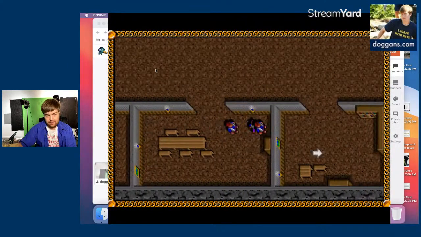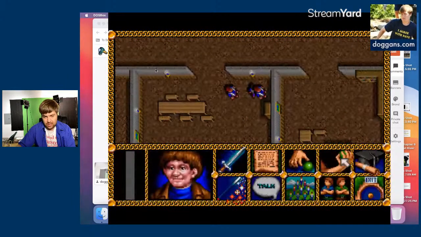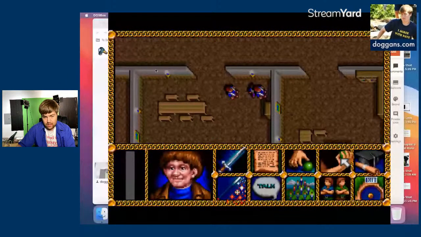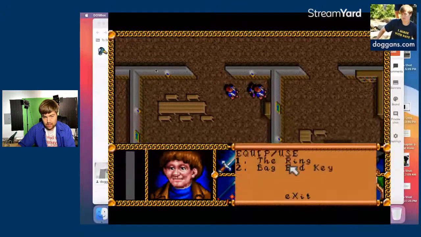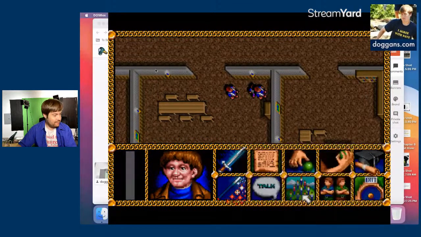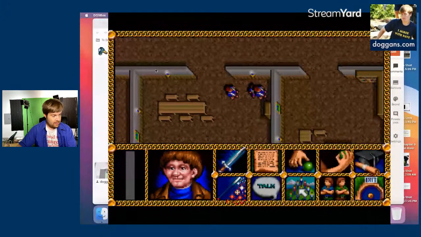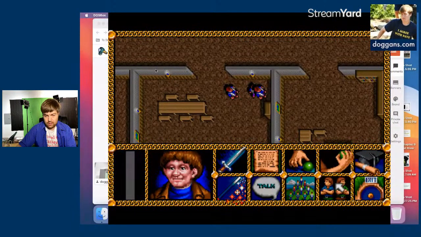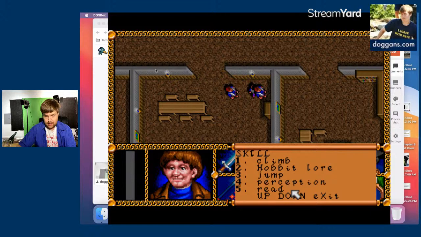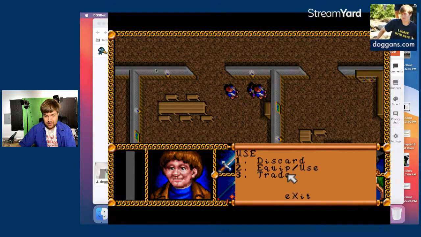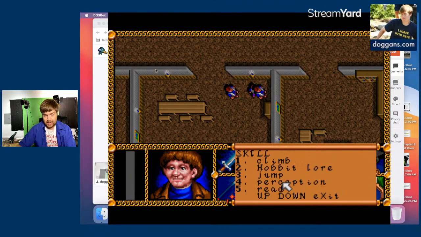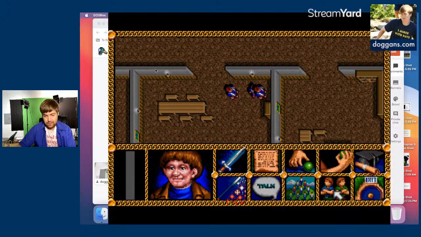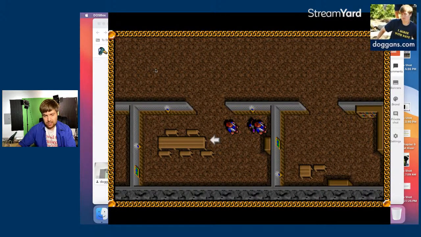Okay, what do we got here? Somewhere in here is a chest, and use the ring. There's skills, I think. Okay, Frodo skills are various lores, perception, nothing to perceive. Climb, jump, read. Maybe I should do read by one of the bookshelves. I'm trying to remember, is this the chest or is that just some sort of weird box?